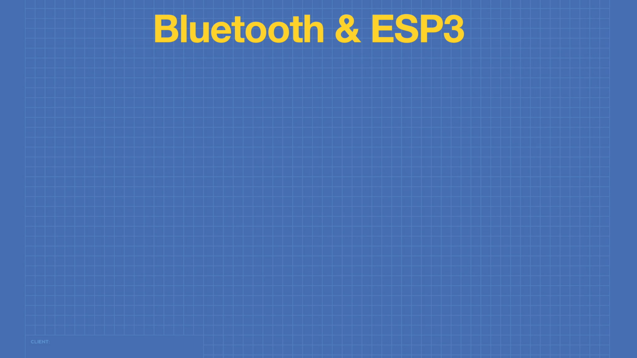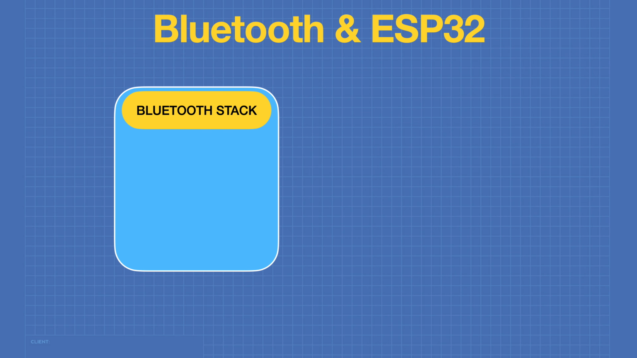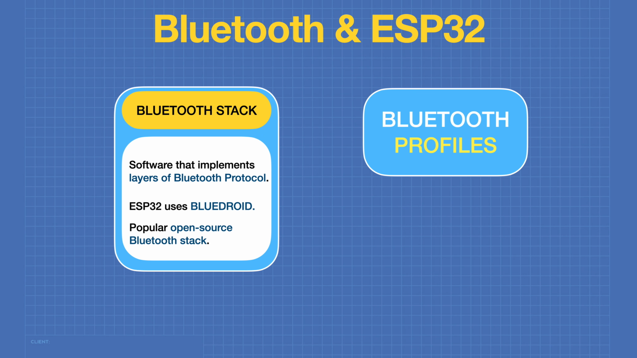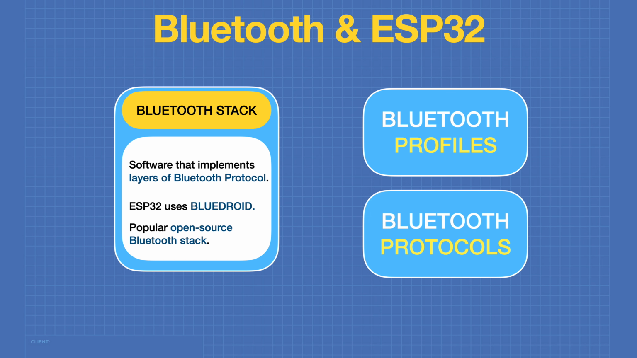When we're working with Bluetooth, we'll be making use of the Bluetooth stack. The Bluetooth stack is software that implements all of the layers of the Bluetooth protocol. There are many different Bluetooth stacks available, and the ESP32 uses one called BlueDroid. BlueDroid is a popular open-source Bluetooth stack that is also used with Android devices. BlueDroid provides two different services, Bluetooth profiles and Bluetooth protocols.